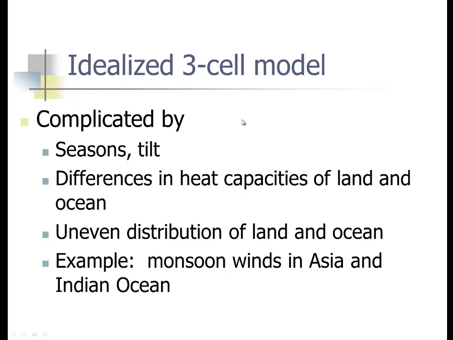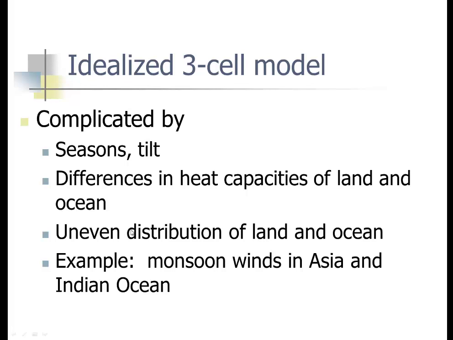If we didn't have land masses and we didn't have the tilt of the earth and we didn't have seasons and we didn't have land and water and we didn't have one hemisphere being more land than water and the other one actually being less land than water, we'd have a very idealized three-cell model, but because we have all this stuff, it's really complicated. Plus we also have monsoons. Monsoon means wind of Asia and the Indian Ocean, where the wind either comes off the land and it dries the land, or it comes off the water and brings up moisture.